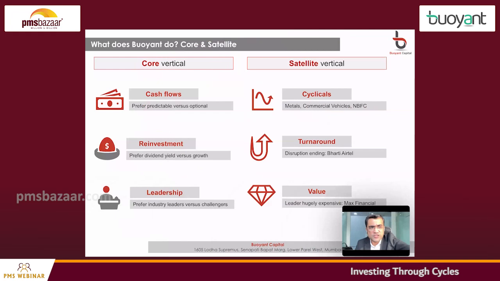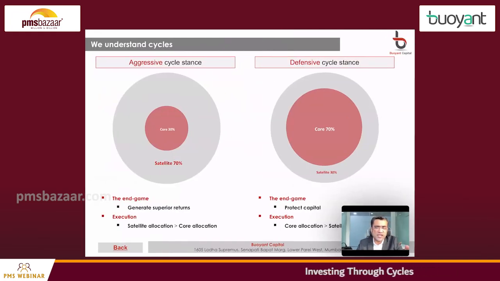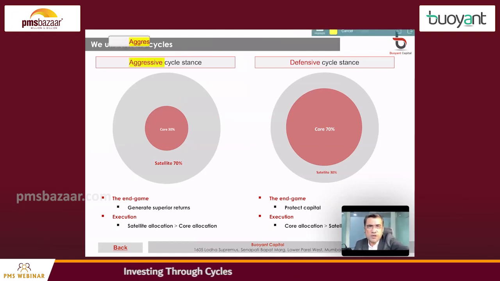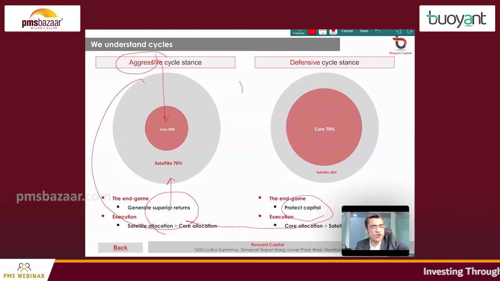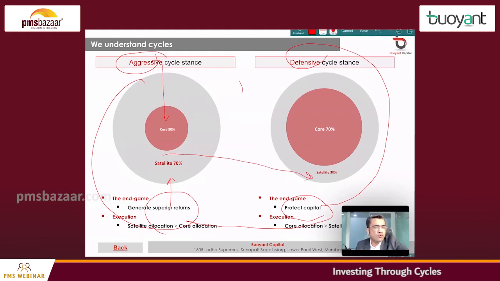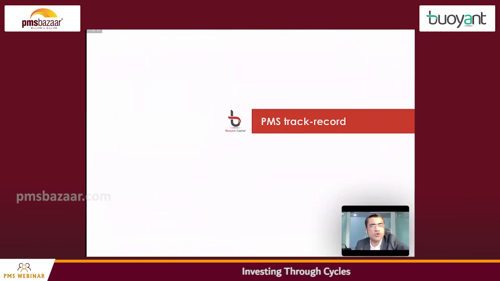Now, having defined what is core and satellite, this sheet might sound extremely simplistic, but let me assure you that the proof of the pudding is in actually executing this. In terms of strategy, the theory is very simple. When we are aggressive, the idea is to generate superior returns, at which point satellite is a larger part of the portfolio compared to core. And having generated superior returns, we want to protect the capital, at which point we turn defensive. Satellite goes down, core goes up. As I said, it might look very simplistic, so let me come down to how we have executed.